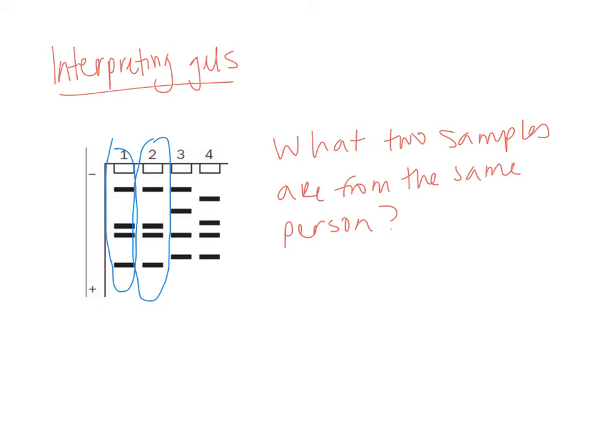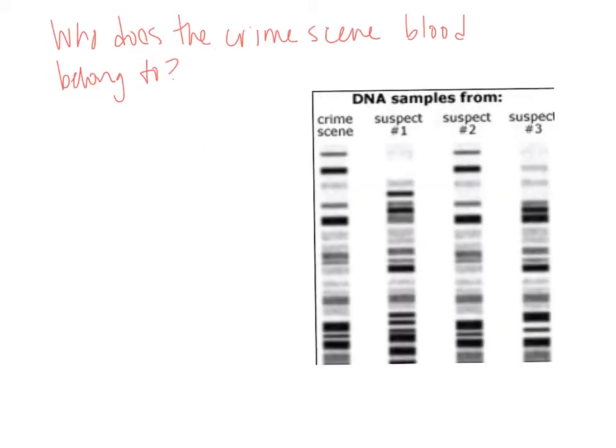So these two fragments traveled the same distance, so they landed there. These two traveled the same distance, these two traveled, and those two traveled the same distance. Lane 3 and lane 4 do not have a matching banding pattern, so they are not from the same person.